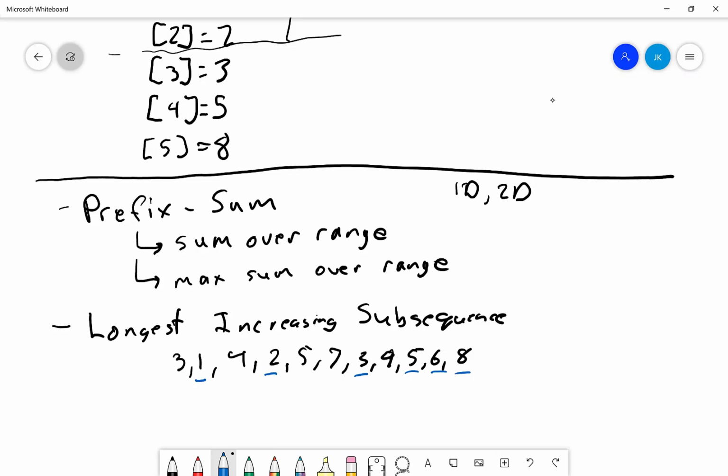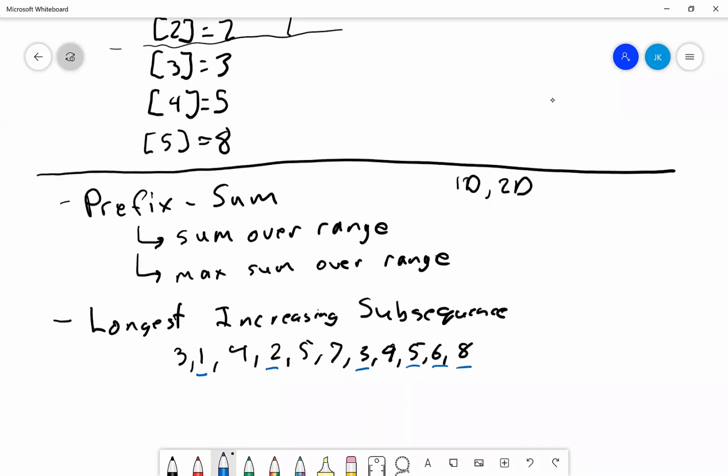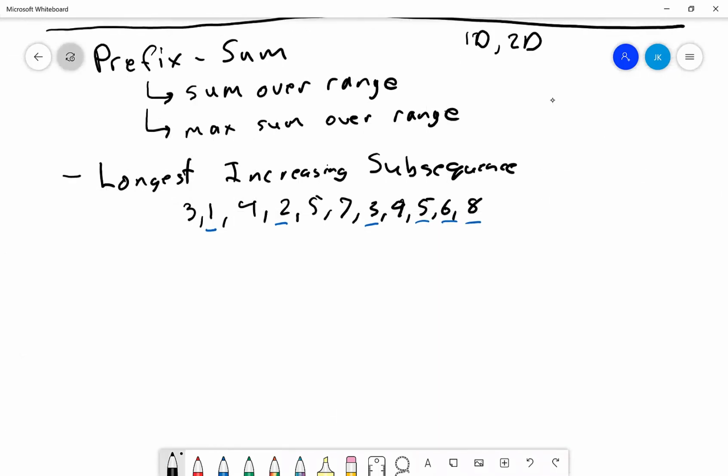That's 6 numbers long. And I might be able to get something even longer than that if I picked some different numbers, but that gives you an idea of what an increasing subsequence is. It's like, what's the longest string of increasing numbers that I can get along the way? So that's another dynamic programming problem. I'll show you how to do that.